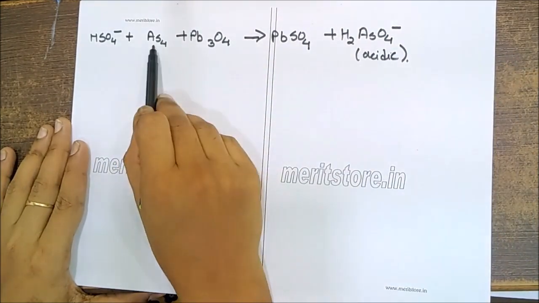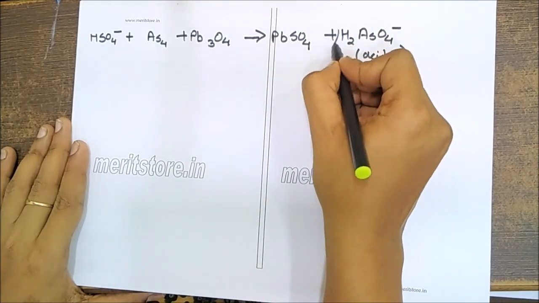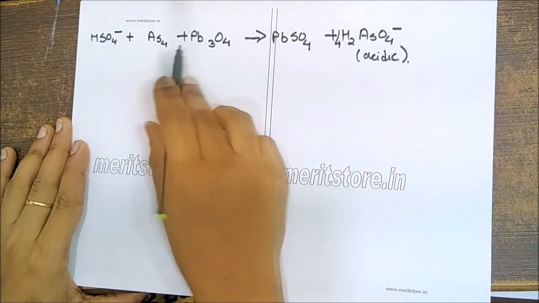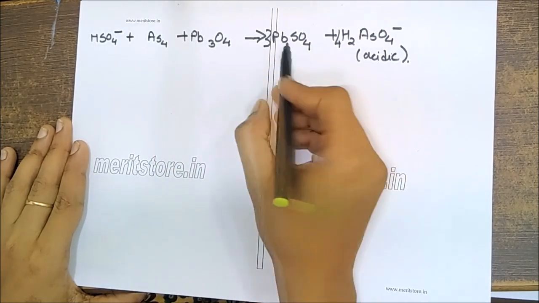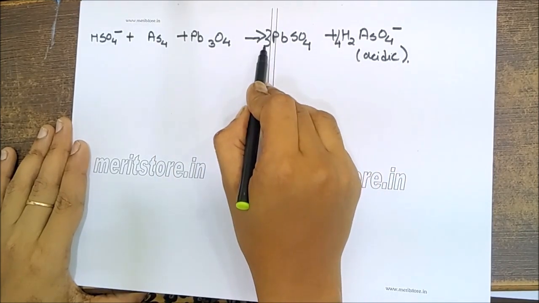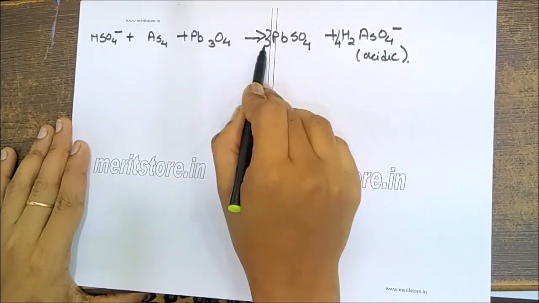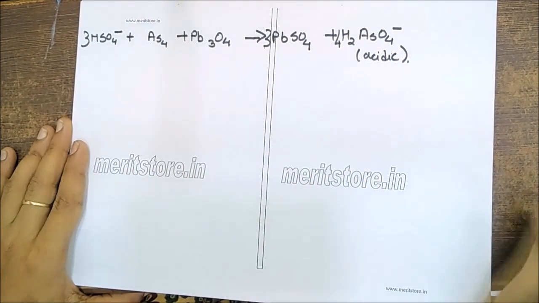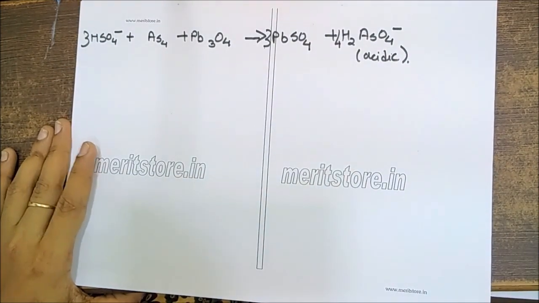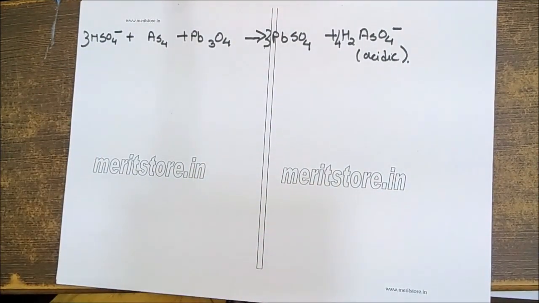So here see there is As4 and here there is only 1. So I will have to add 4 over here. Now As is balanced. But here there is 3Pb. Here there is only 1. So I need to add 3 here. Now if I add 3 here, Pb is balanced. But S becomes imbalanced. So 3S. So here also I will have to add 3. Now I need to find out the oxidation number of each atom. Alright, so let's calculate.